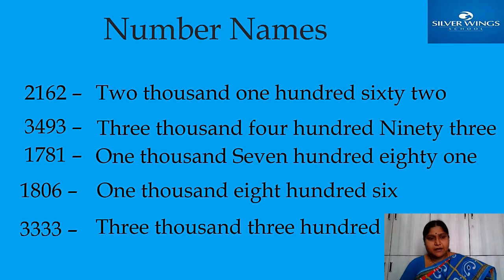Shall I repeat again from first to last these 5 numbers? See here. First one 2162. Second one 3493. Third one 1781. Fourth one 1806. Fifth one 3333. Okay, these are the number names.